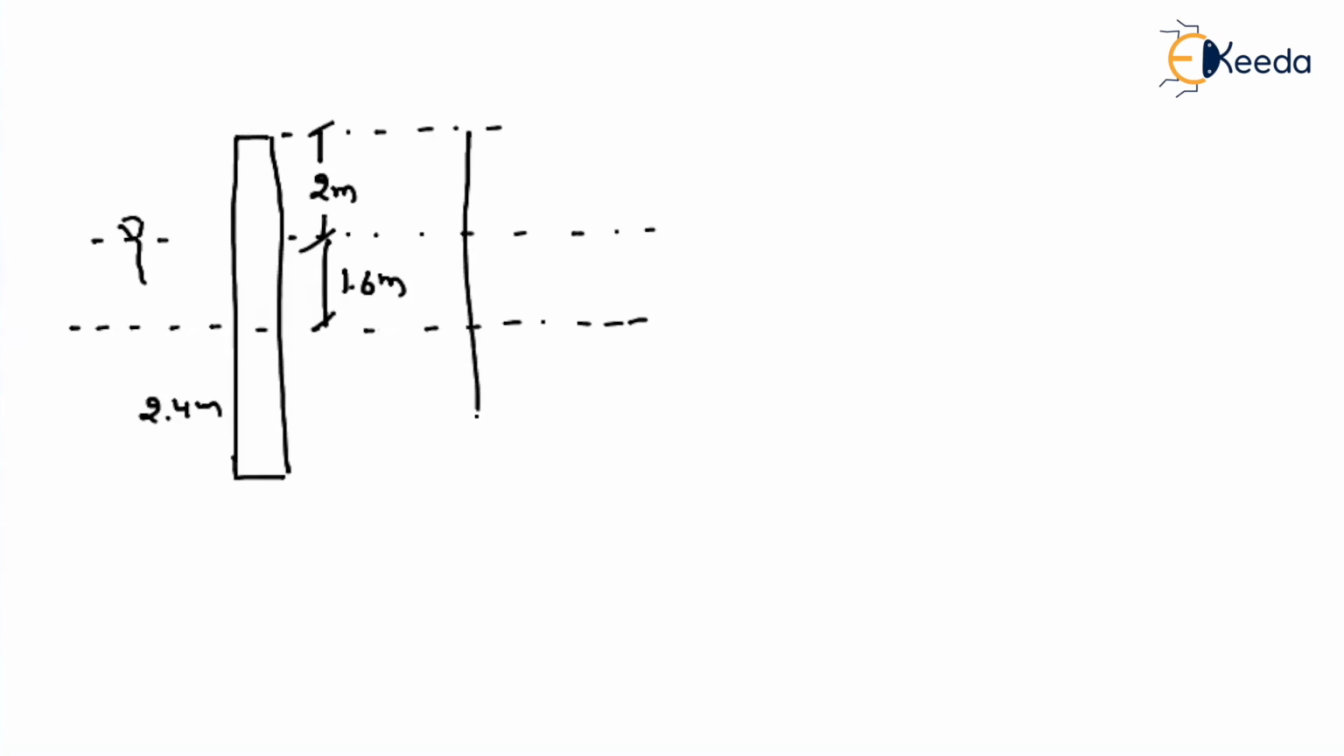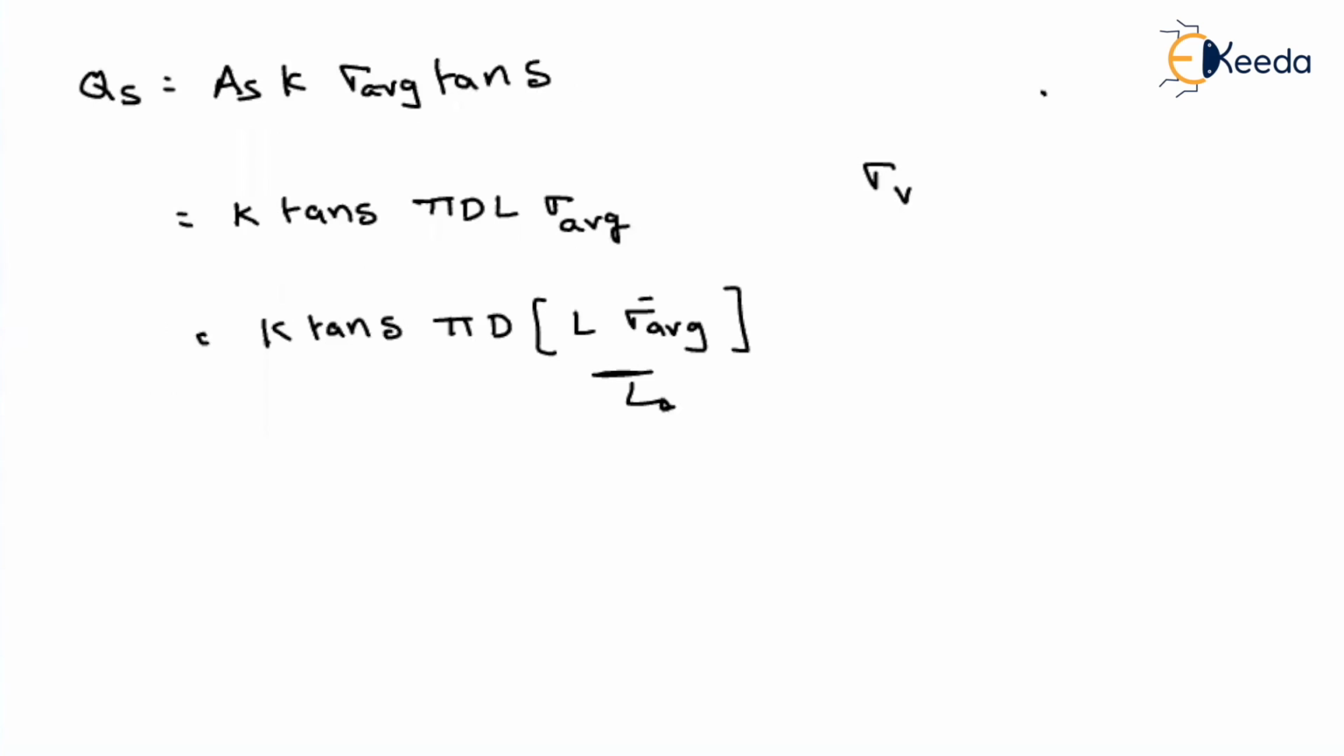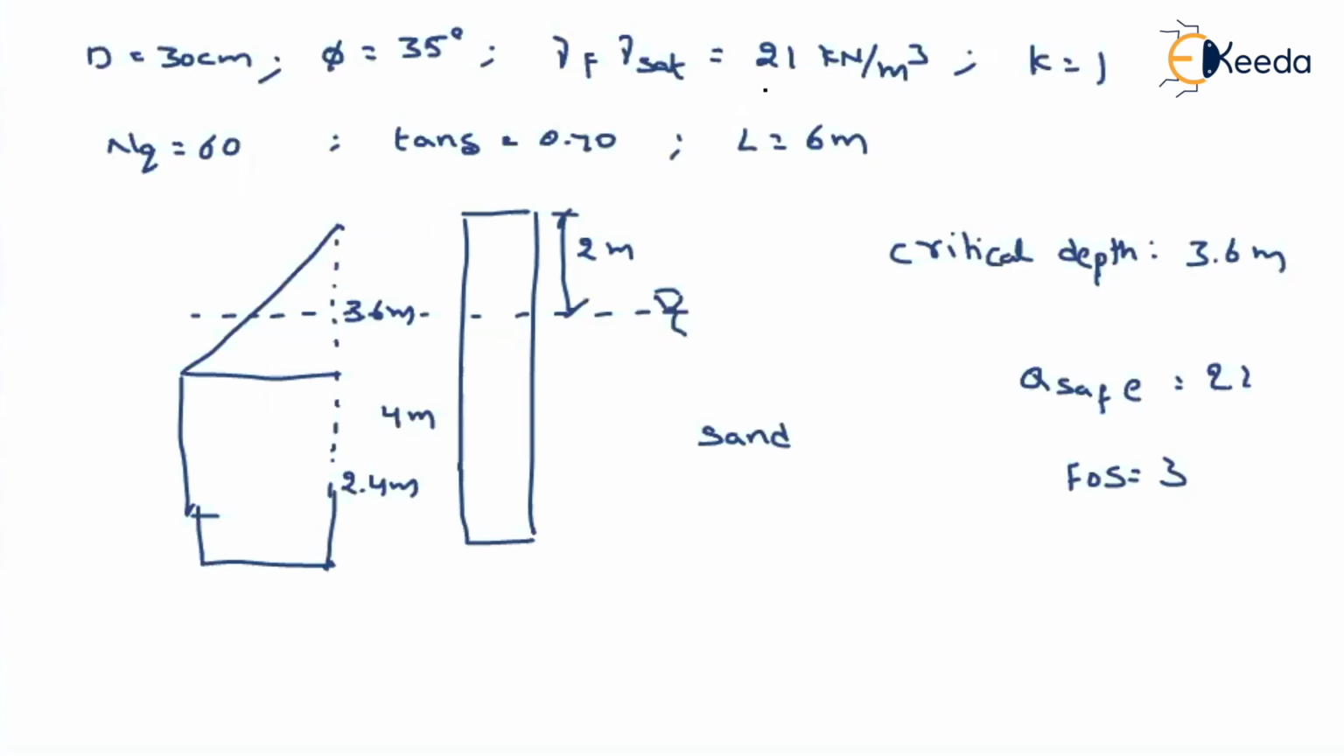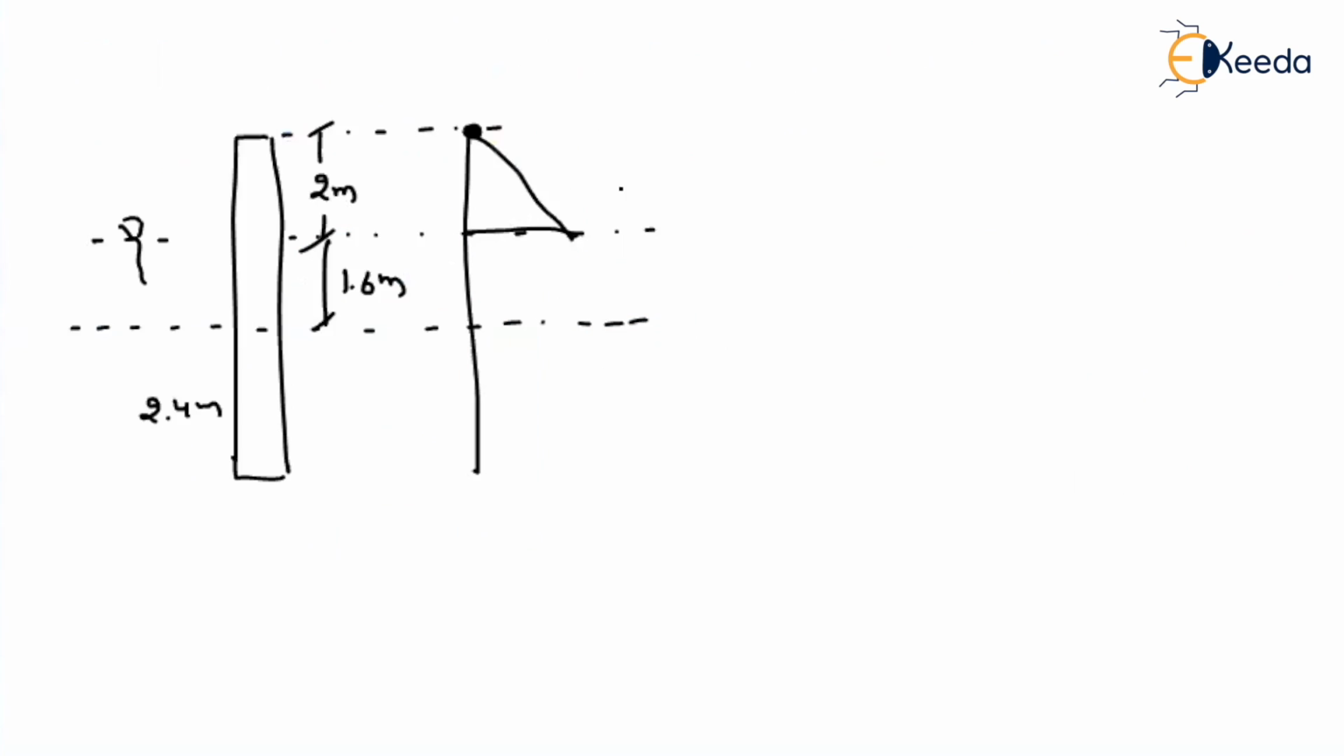So what will be the variation? If I represent the variation here, at the top it will be equal to 0. At the layer of 2 meter, what will be the vertical stress? What is the weight density we have to consider? We have to consider the weight density as 21. If it is 21, what is the value here? 2 into 21, how much will it be? 42 kilonewton per meter square.